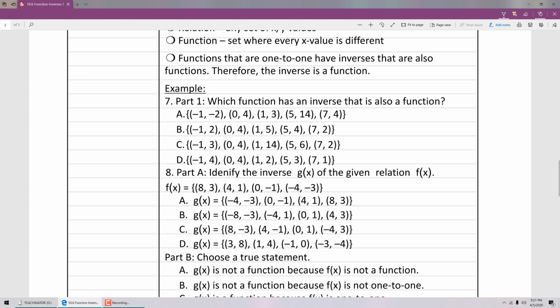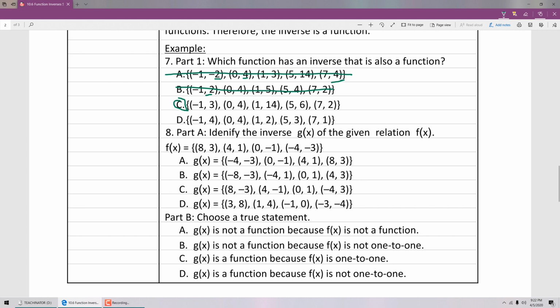So it says which function has an inverse that is also a function. Okay, so here we're just looking at whether or not it is a function. So its y values need to be different. If we have any that are the same, then no, that wouldn't be a function. So this is going to be no, we have a 4 and a 4 here, so no. This, we have a 2, 4, 4, 2, so no. 3, 4, 14, 6, 2. Okay, so C, if we were to make this an inverse, so we were to switch them up, the x values would all be different because the y values are different.